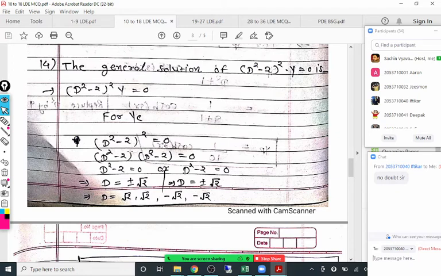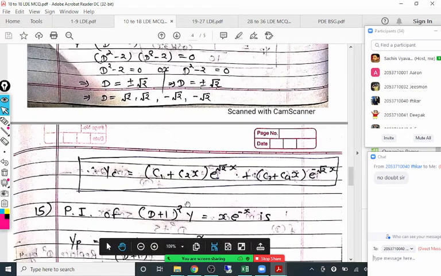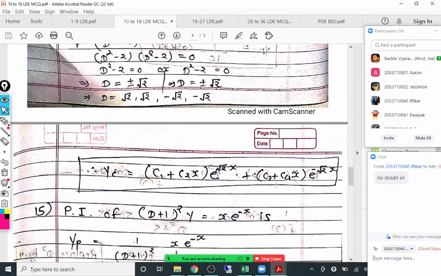D square minus 2. Yes, D square minus 2 is 0, which indicates D is equal to plus or minus root 2. And here plus root 2 and minus root 2. C1 plus C2x, and yes, that's also correct. Good. So this is the answer, because here root 2 and minus root 2 are repeated root. Root 2 and minus root 2.